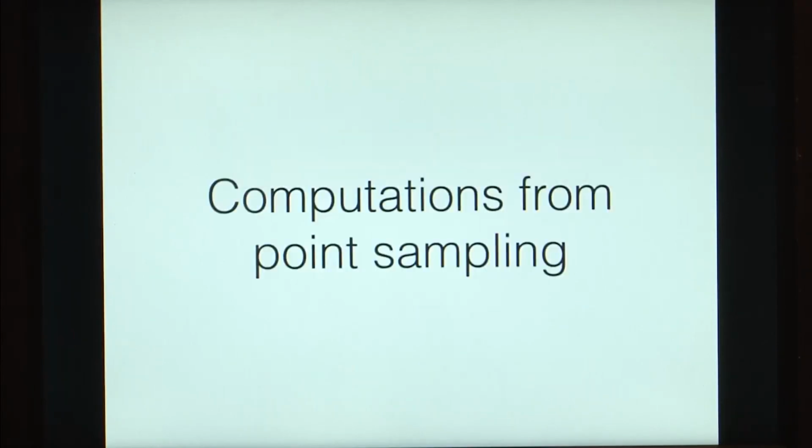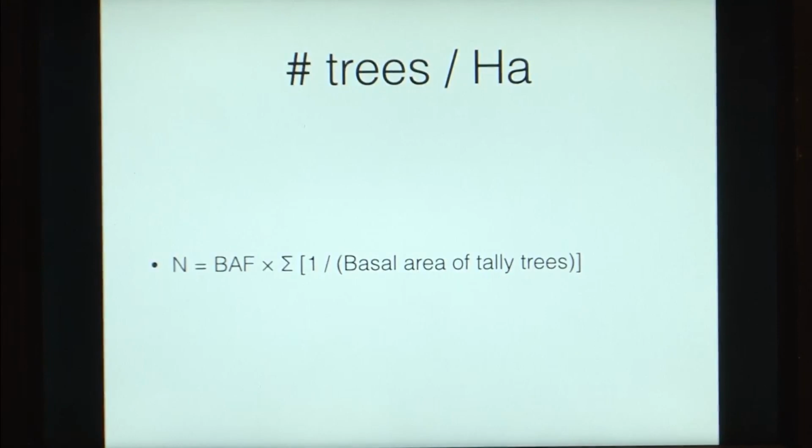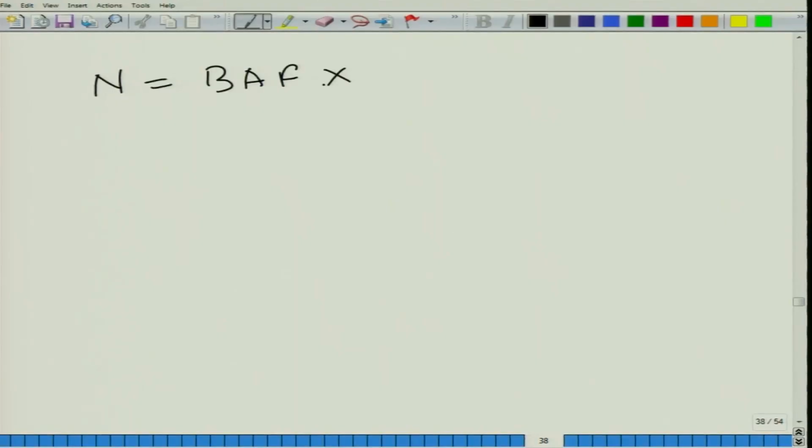So, what are the calculations that we have from point sampling? We can calculate the number of trees per hectare. So, the number of trees per hectare is given by the basal area factor multiplied by the sum of the inverse of all the basal areas of the tally trees. We shall look into it in greater detail when we look at some problems. So, essentially to remember for now, the number of trees n is given by the basal area factor multiplied by the sum of 1 over the basal area of the tally trees.